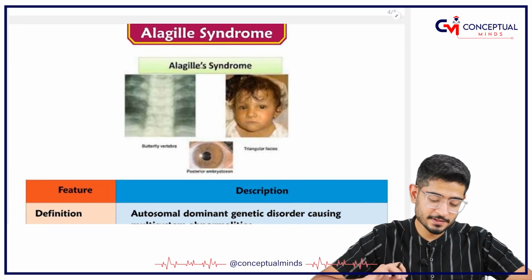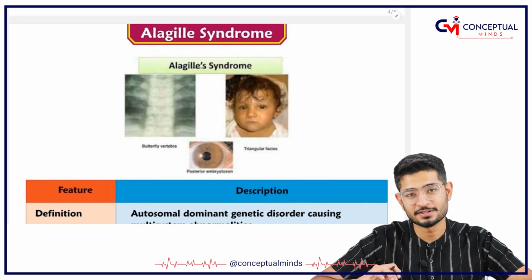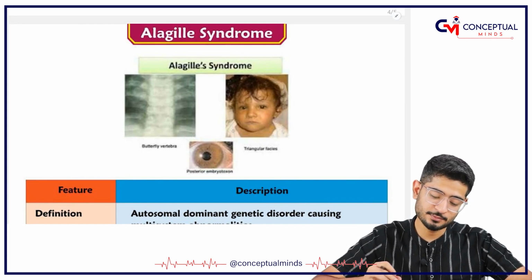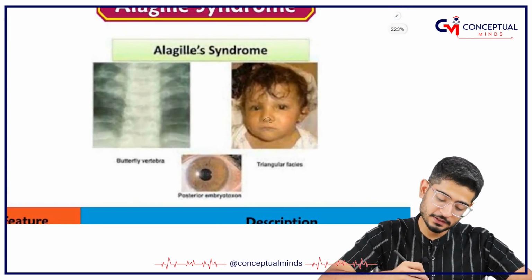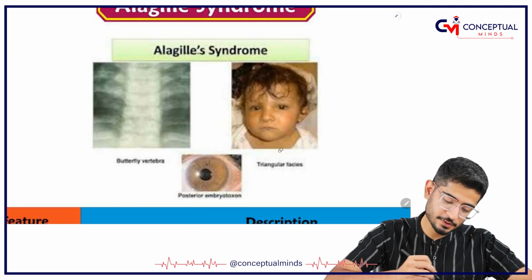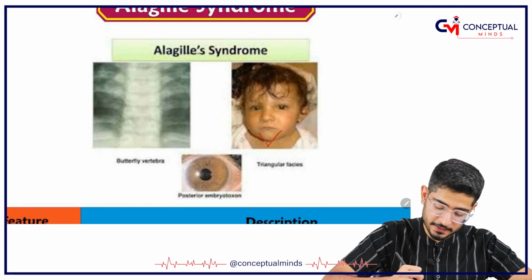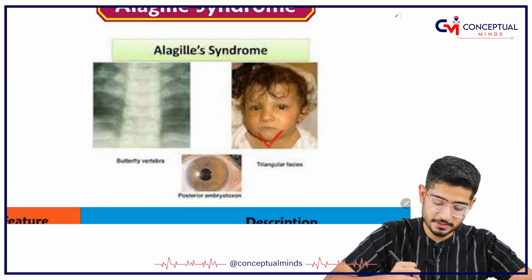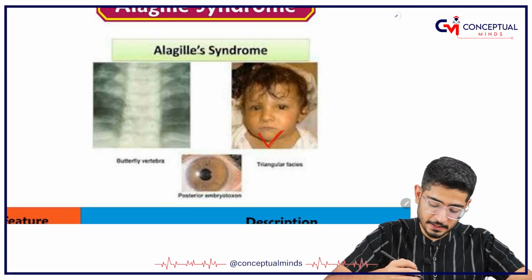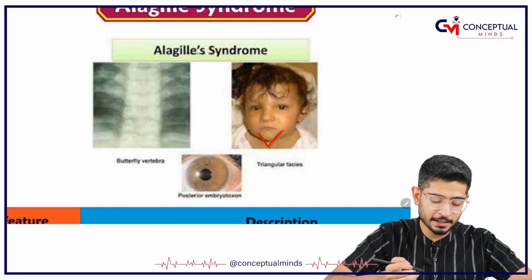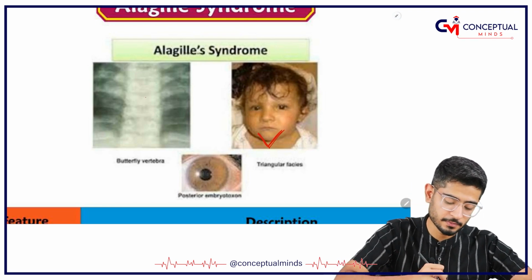So the topic of discussion for today is Alagille syndrome. Now Alagille syndrome is very much evident with the triangular facies. I'm so sorry, the picture quality is not too good. This is Alagille syndrome. It has a triangular face. Posterior embryotoxon, some eye manifestations are going to be there, and of course the butterfly-shaped vertebra. The butterfly-shaped vertebra is going to be there.